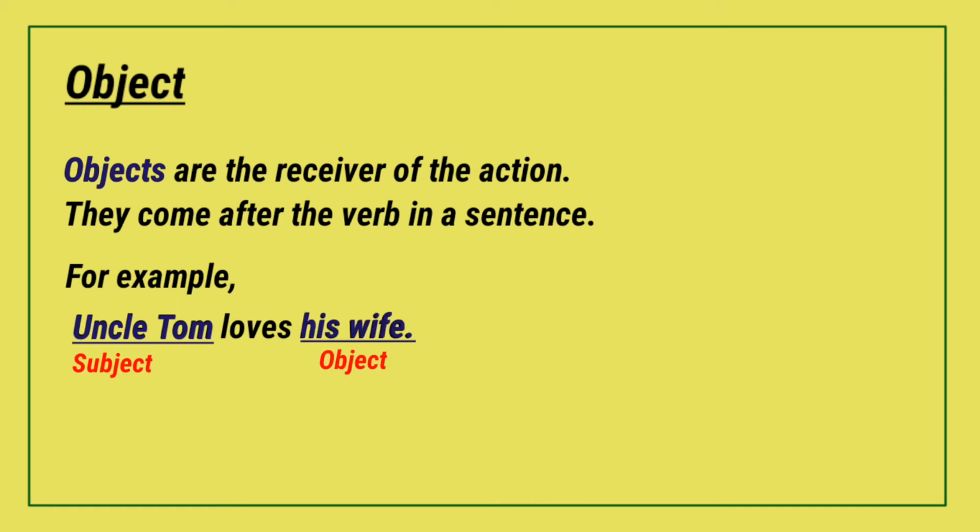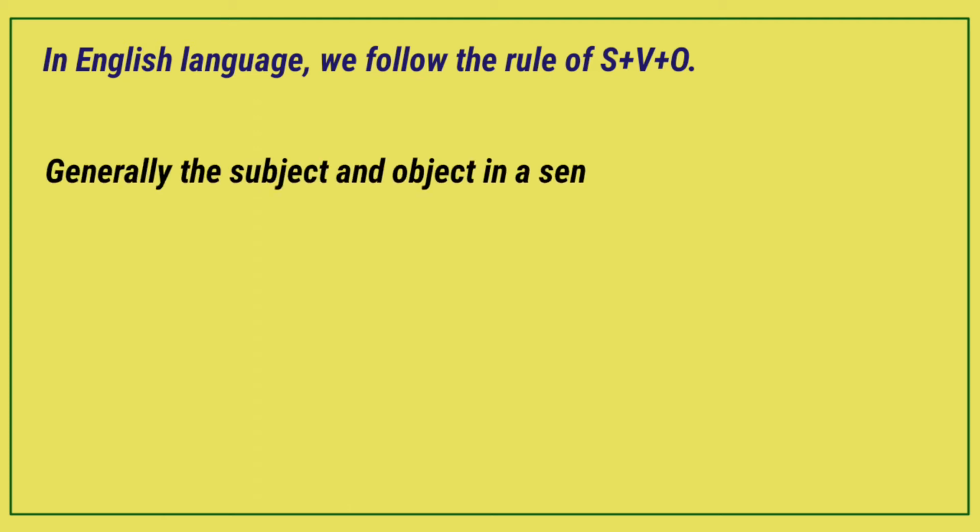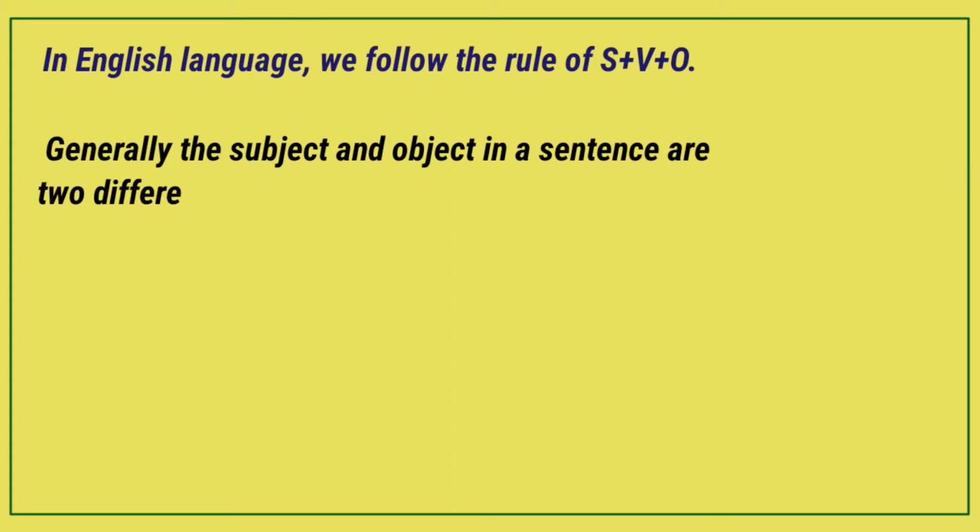Take another example. Raj plays football. As Raj is being talked about, so Raj is the subject. And football receives the action of playing. So it is the object. In English language, we follow the rule of subject, verb, object. Generally, the subject and object in a sentence are two different entities.